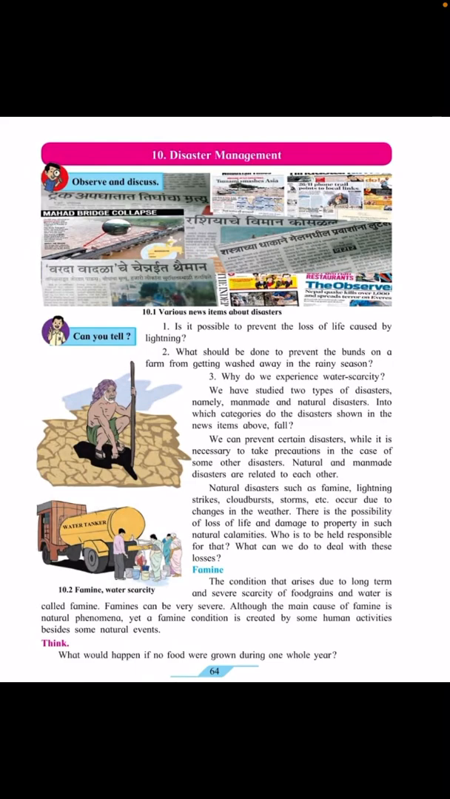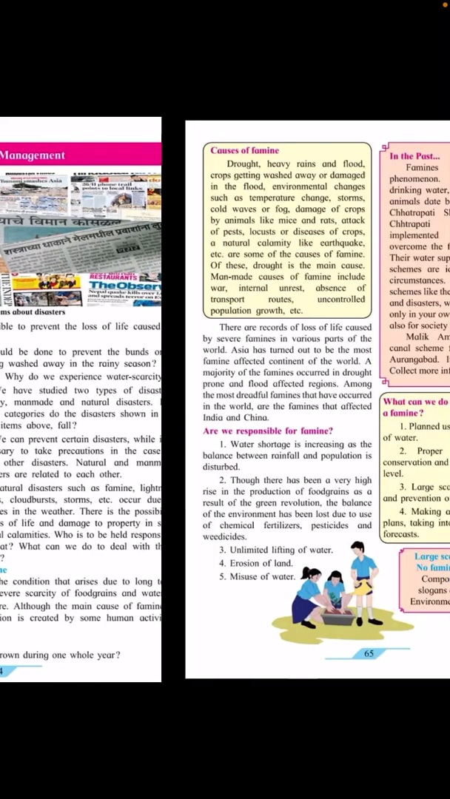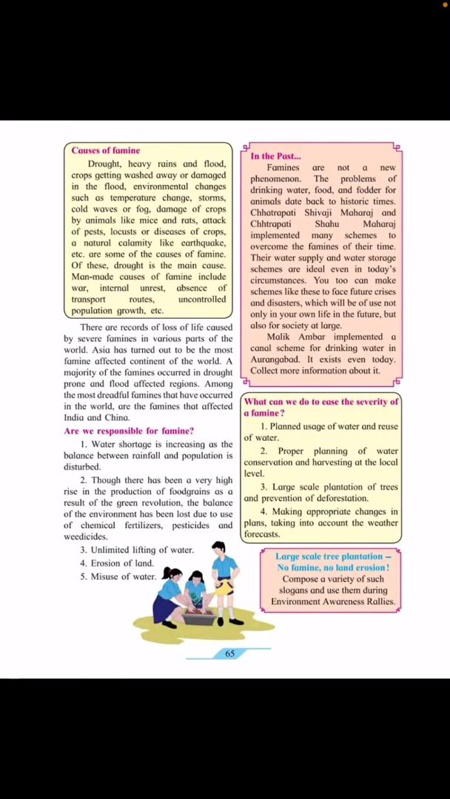So on this page, what do you mean by a famine? So read all those definitions there. Next page. The yellow boxes, both the boxes: what are the causes of famine and what do we do to ease the severity of the famine, and are we responsible for the famine? So these points you should know. Just go through them.